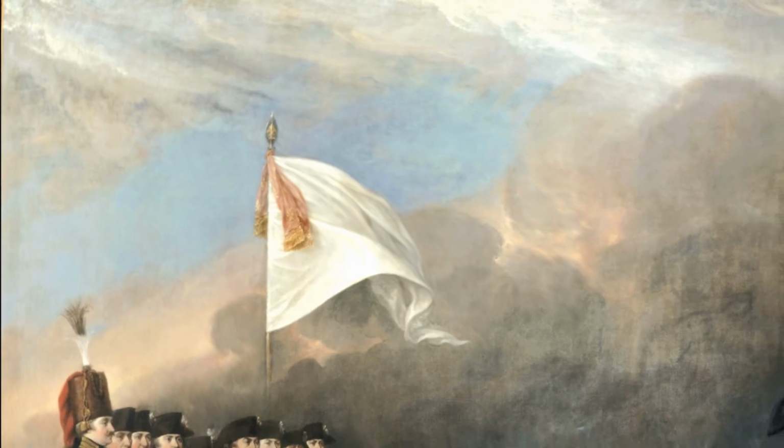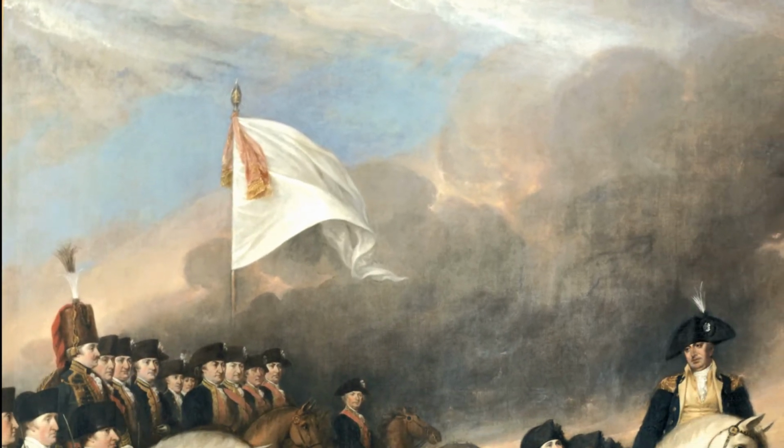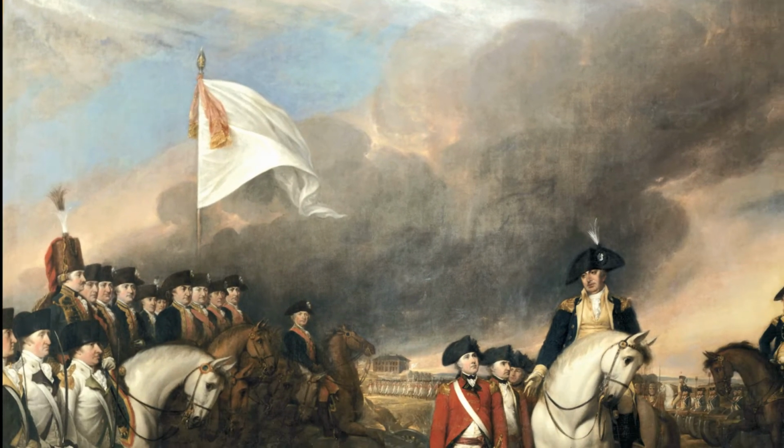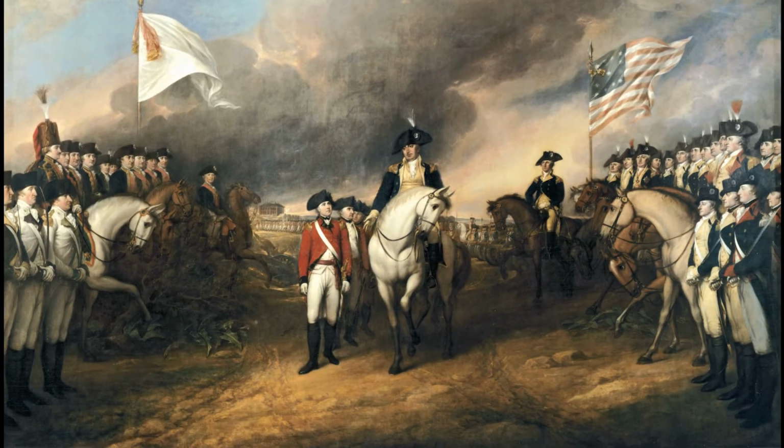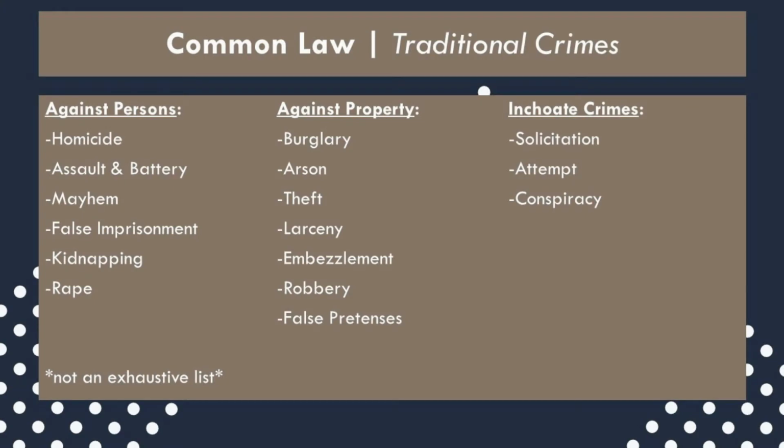Following the Revolution, America retained its British common law heritage. Therefore, the offenses studied in a 1L crim law course are limited to what's found in the common law. These regard crimes to one's person, spanning homicide to rape, crimes to one's property, from theft to arson, and the inchoate crimes: solicitation, attempt, and conspiracy.